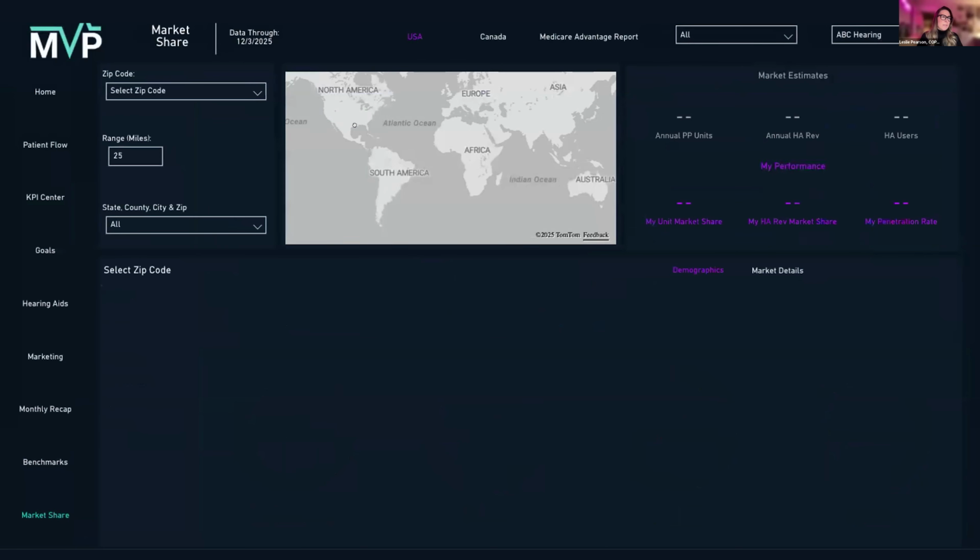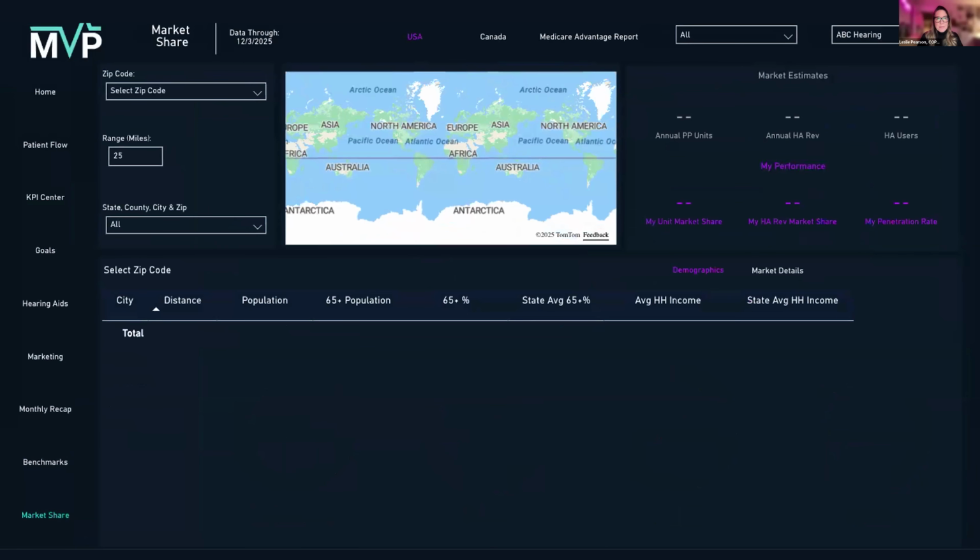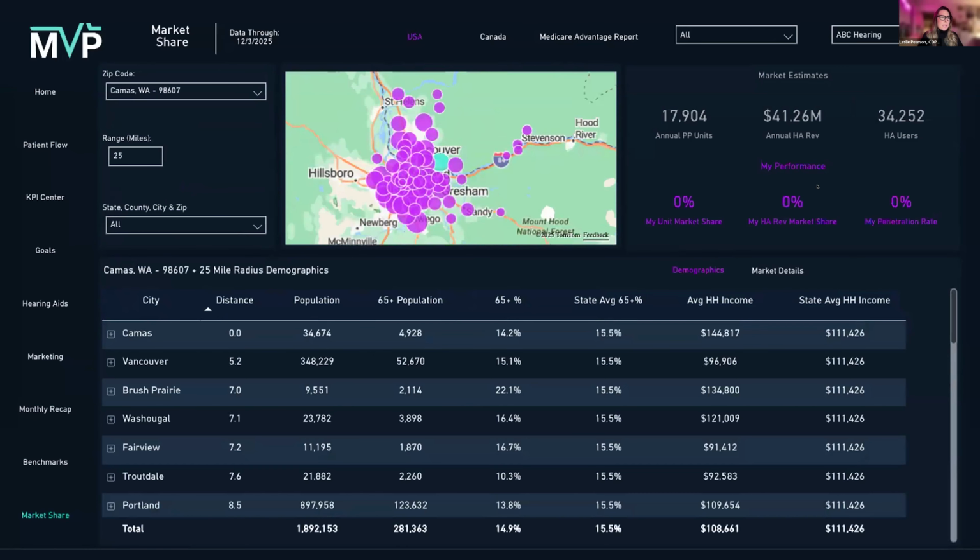Market share insights. This is really unique to MVP. So the market share and the Medicare Advantage report are tools that are incredibly helpful for us when we're setting goals for maybe greenfield markets or evaluating a practice's competitive position. And again, this is the dummy clinic, so it's not going to show you percentage of market share, and that's because this dummy clinic doesn't have a clinic located in Camas, Washington.